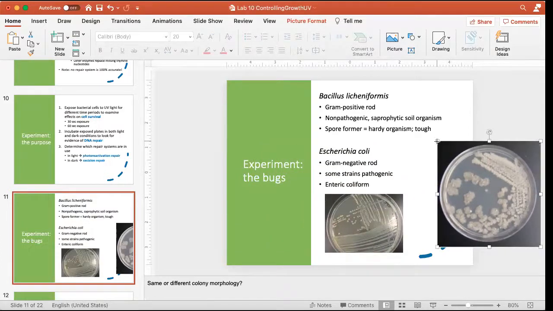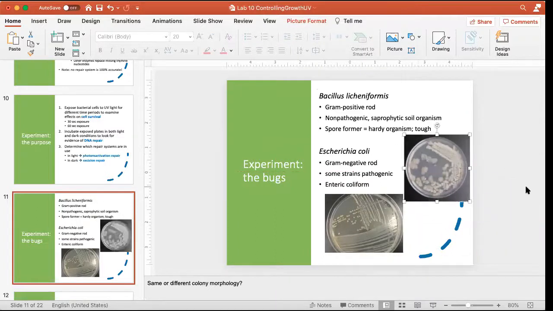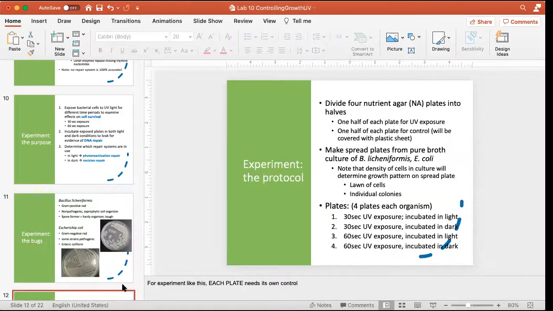So what we're going to do is use these organisms again and expose them to ultraviolet radiation and see what happens. So we're going to use nutrient agar plates for our experiment. And we're going to need a control. So we're going to make 4 nutrient agar plates, and we're going to make 4 plates for each of our 2 organisms.